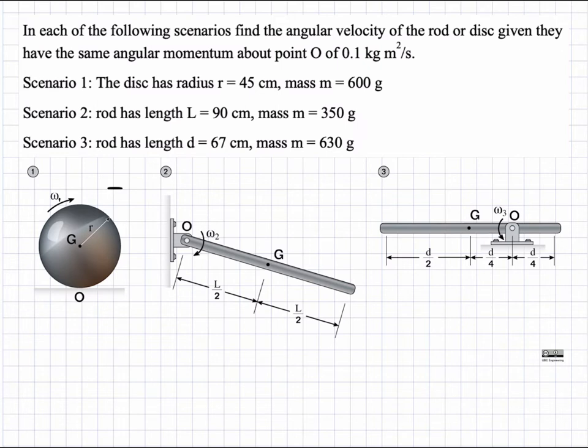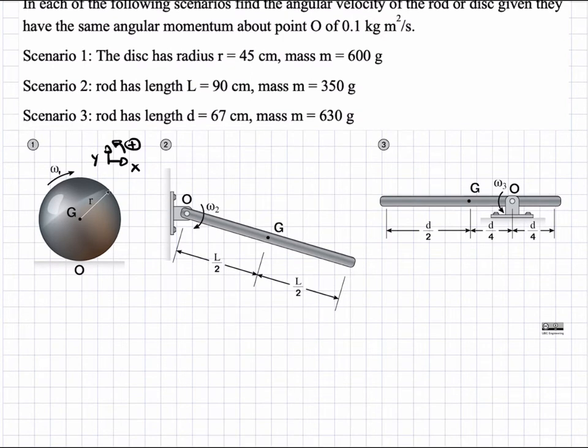Let's start with our coordinate system. X points to the right, Y points upwards, and a positive rotation is defined as counterclockwise. So let's start with scenario one. In this case, we have a disk that has a radius of 45 centimeters and a mass of 600 grams. It is rotating with an omega that is clockwise, so it's going to be in the negative k hat direction. And we're given that we have our angular momentum about O being equal to 0.1 kilogram meter squared per second.